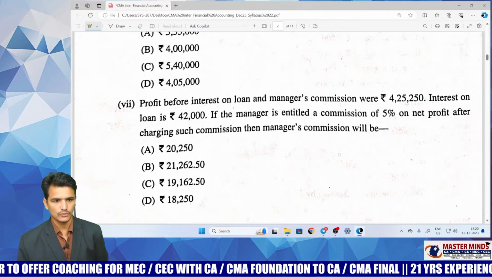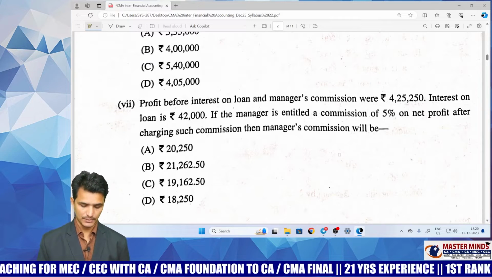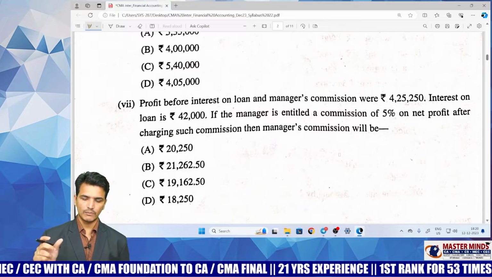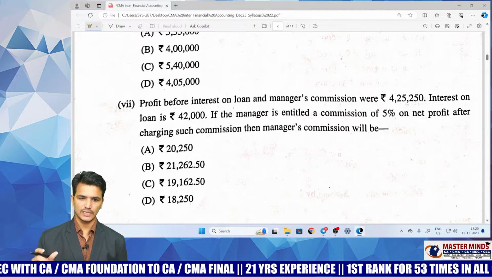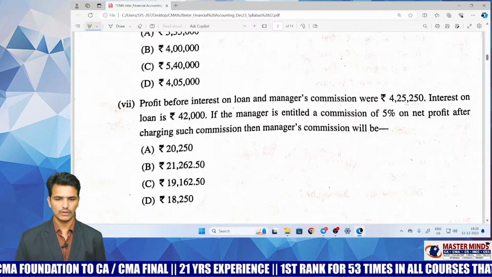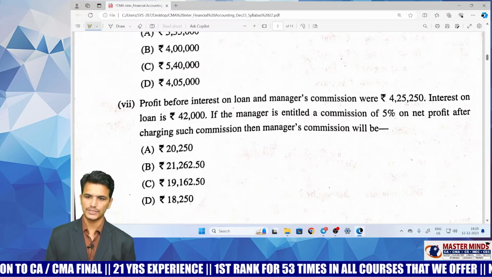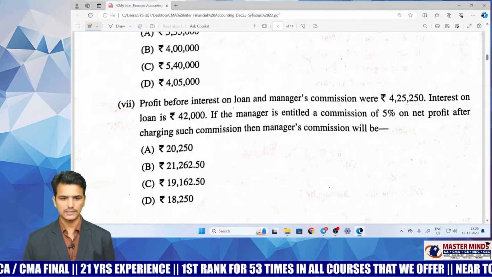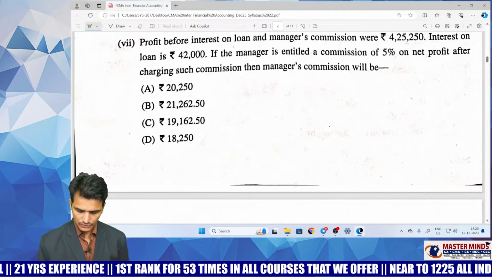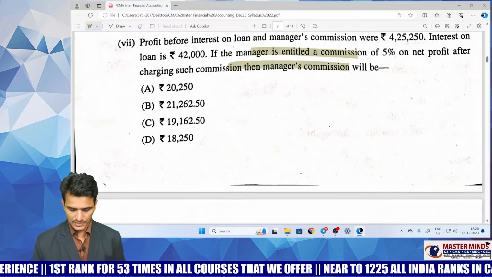And next, coming to MCQ number 7, which is based on the calculation of manager commission. In the final accounts chapter we have the formula for calculation of manager commission, whether it is after charging commission or before charging commission. Those who have gone through that calculation of manager commission can comfortably and easily answer this question also. So it is also a basic question only, given from the final accounts.